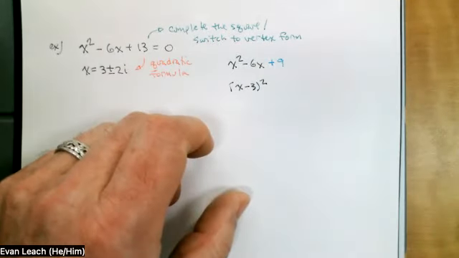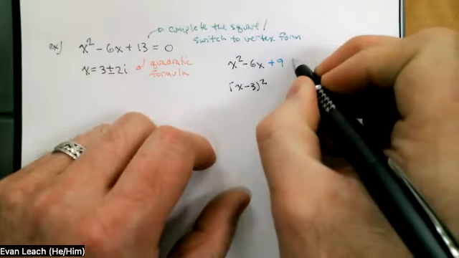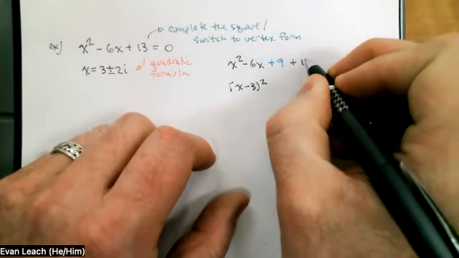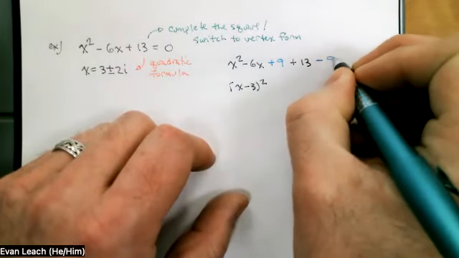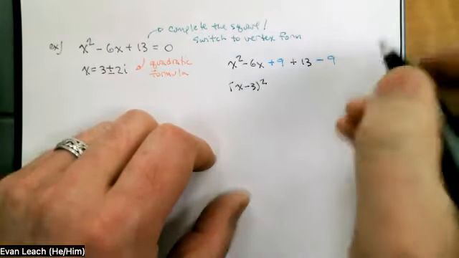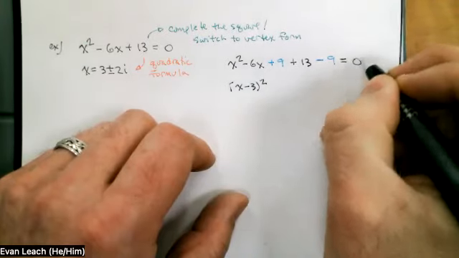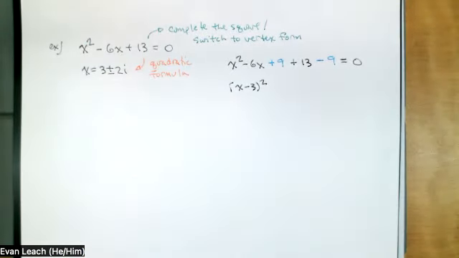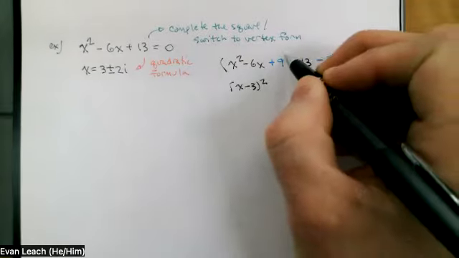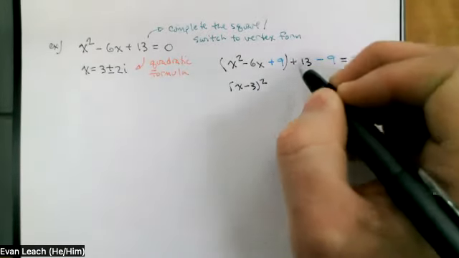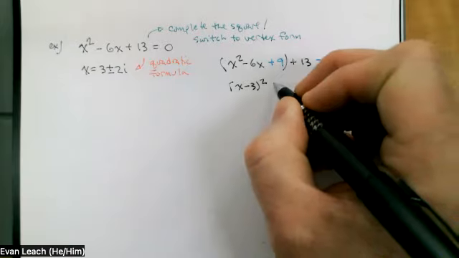The traditional thing to do is to add 9 and then subtract 9, because then you add 0. This is the nice traditional move, because it fits the description of add 0 as one of your great math maneuvers. So the first plus 9 goes with the x squared term and the x term, and that becomes the x minus 3 squared. Plus 13 minus 9 becomes a plus 4.